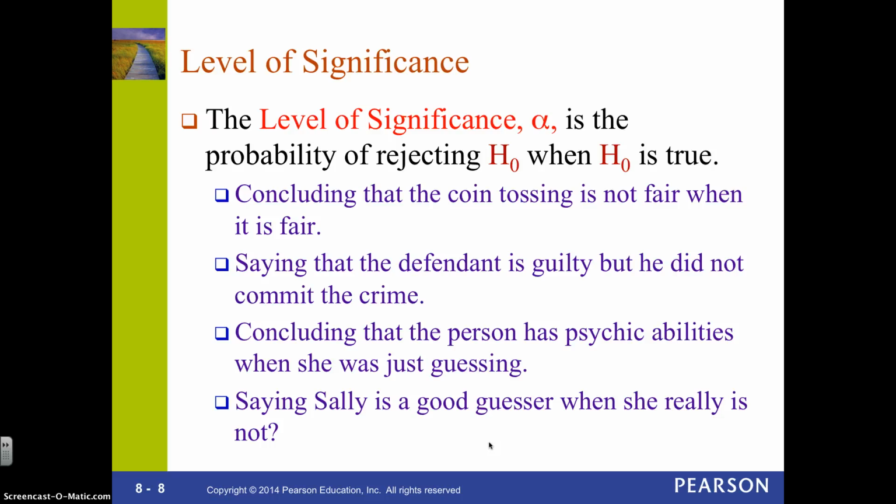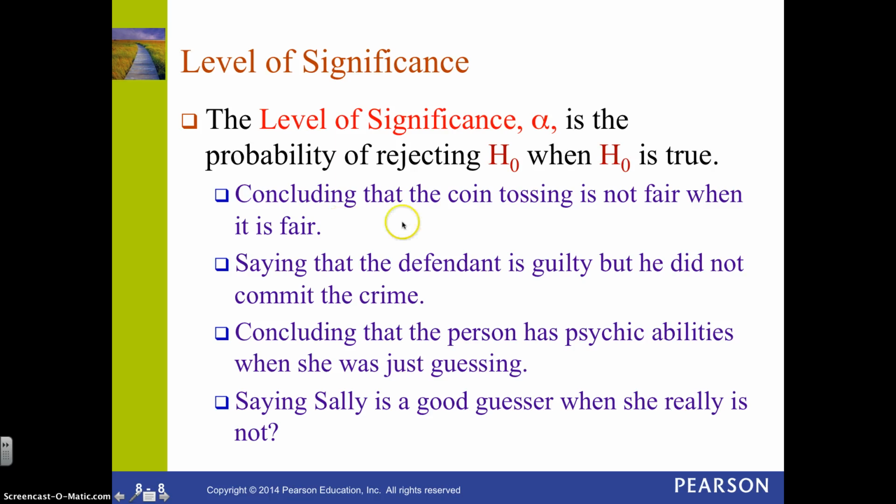Okay, so that's what we call our level of significance. The level of significance, which we denote with the Greek letter alpha, a lowercase alpha, is the probability of rejecting H0, the null hypothesis, when the null hypothesis is true. Now this is something we don't want to do. That means we made a mistake. So the significance level should be small because we don't want to make the mistake of rejecting the null hypothesis when the null hypothesis is true.